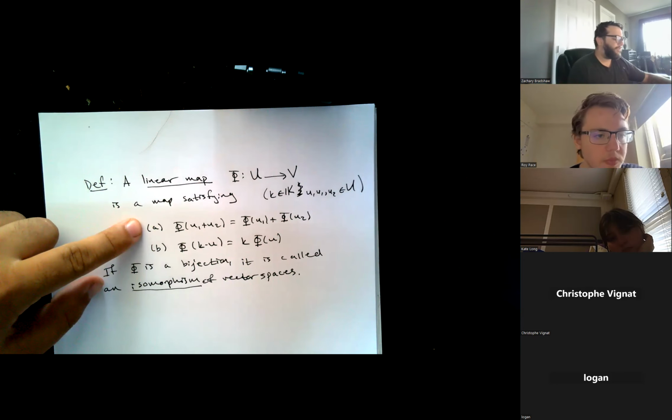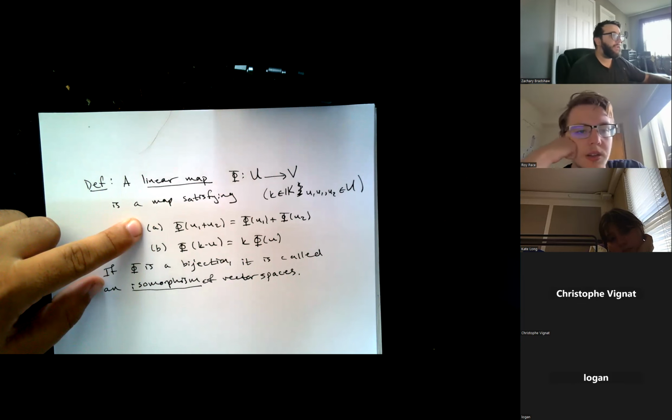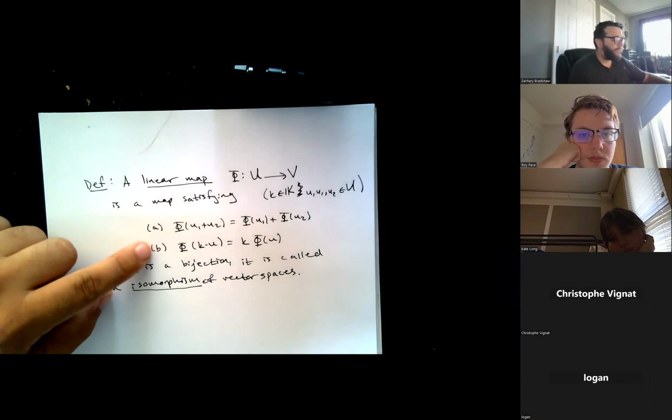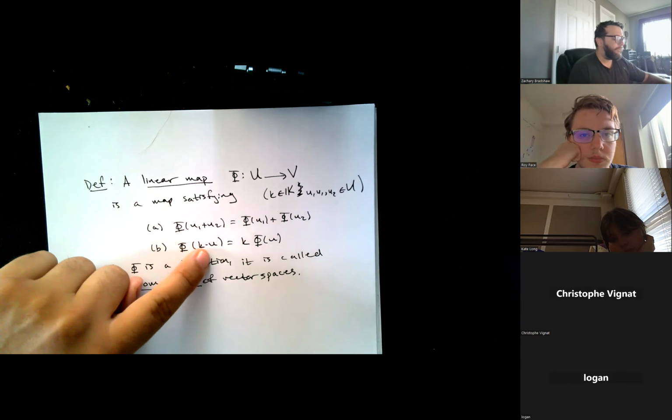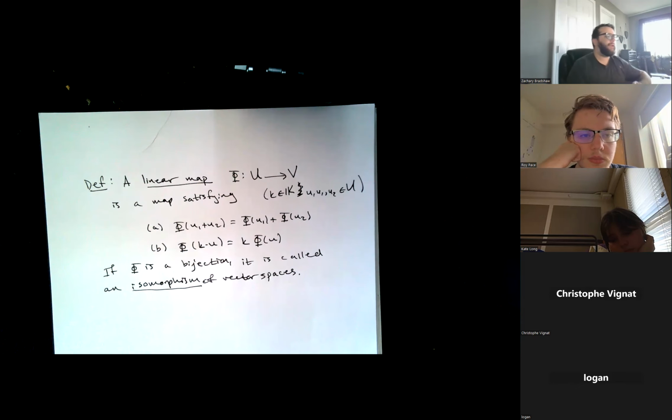And now we have this extra scalar multiplication operation. We want to preserve that too. And so we require that multiplying by k beforehand is the same thing as multiplying by k after. Okay, so property B just preserves that new scalar multiplication structure that we introduced.